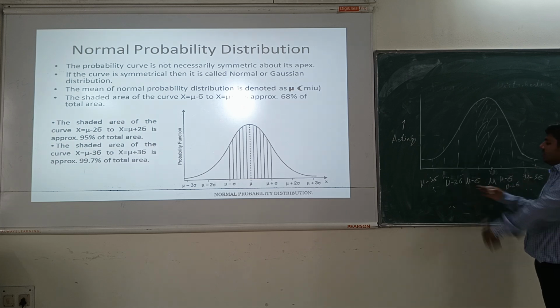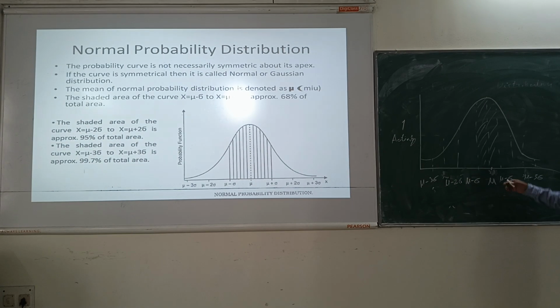If you consider the deviation in the range of mu minus 2 sigma to mu plus 2 sigma, then it will have a probability of 95%. Mu minus sigma to mu plus sigma we have a probability of 68%, 68% of the total curve area.